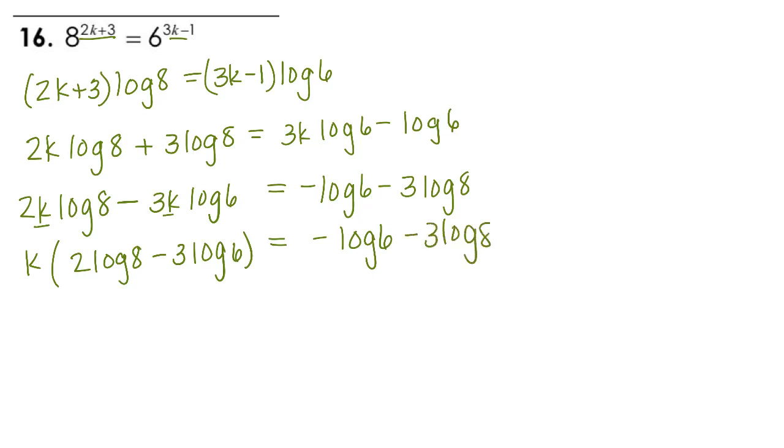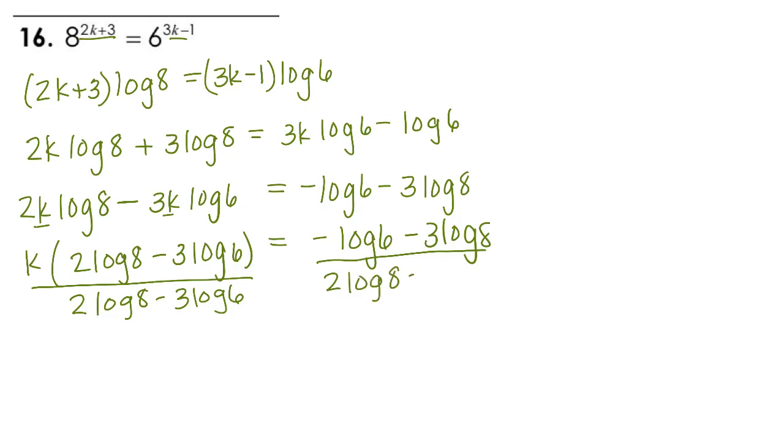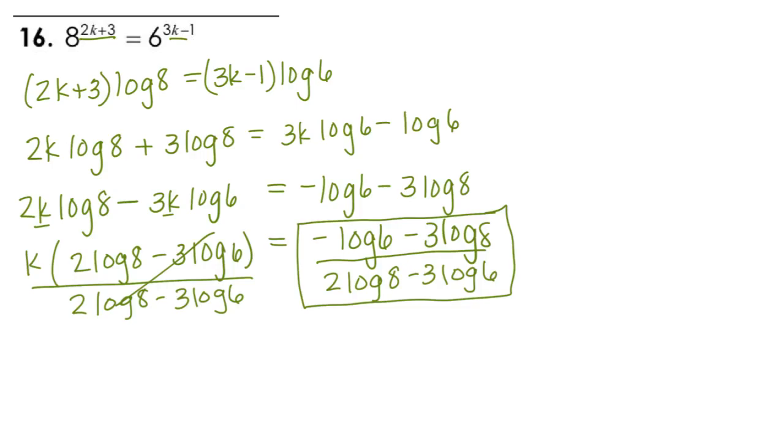Alright, and then your last step would be to divide. So we're dividing by 2 log 8 minus 3 log 6. And then over on this other side, same thing, we're going to divide by 2 log 8 minus 3 log 6. And again, this whole part here, that is what you need to be typing in the calculators.